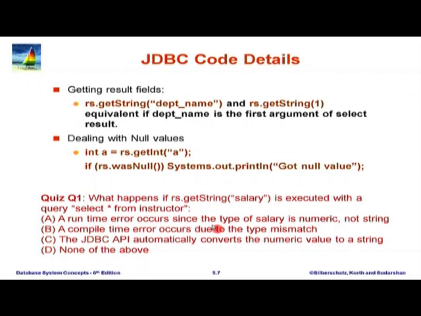Option A is a runtime error occurs since the type of salary is numeric, not string. Well, actually this won't happen because the JDBC API can do type conversion. Salary is a numeric, but when I say getString, it can convert a numeric to a string. What about the other way? If I take a name and I say getInt, what will happen? It will fetch the name and then try to cast it to an integer, and if it's not actually an integer value, it's going to give a runtime exception.